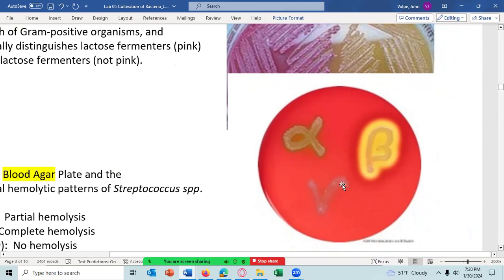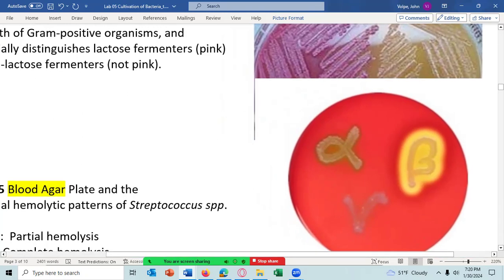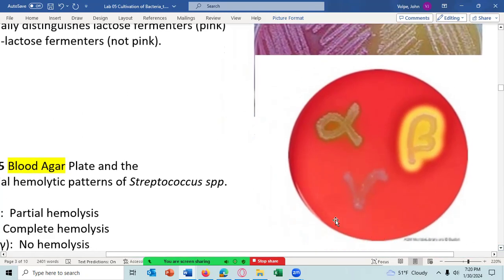let's make that close to white. It's a dark white, but it's a white, which is shown in the gamma here. Let me blow that up a little more. And you can see the red blood cells are red all the way up until we reach the bacteria. So there's no hemolysis of the red blood cells with at least these bacteria. No hemolysis is called gamma hemolysis. That's the Greek gamma, the letter G in the Greek alphabet. And that's the way it actually looks.